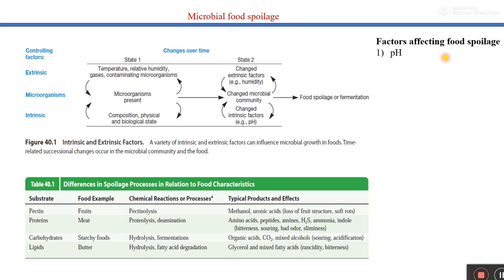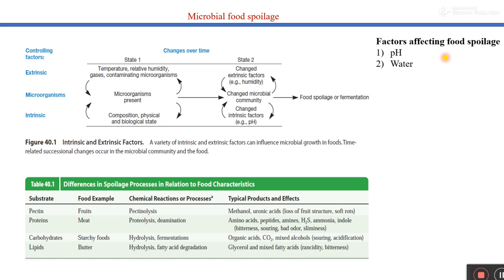Bacteria generally grow at physiological pH, and that ranges from pH 6 to pH 7. So when, due to some environmental change, the pH of a particular food reaches around pH 6 to 7, it provides an ideal condition for the growth of different harmful bacteria, and it encourages their growth in the food, which ultimately leads to food spoilage.